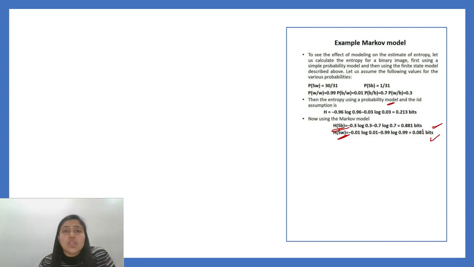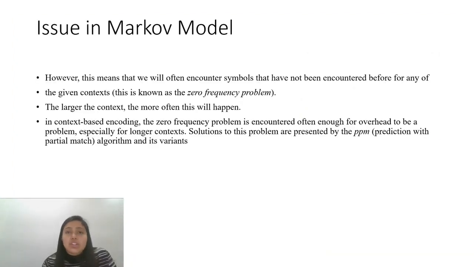So on the basis of this, if the previous pixel was white, then the next could be black, based on the entropy given. Okay, so this is all we have in the Markov model. Next thing is, what are the issues in the Markov model?